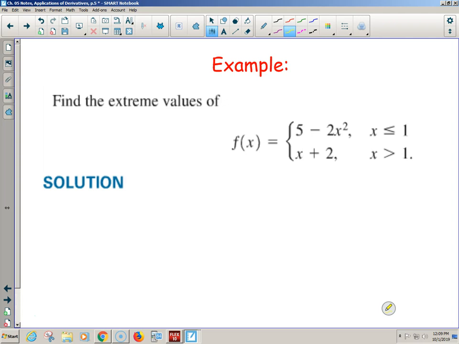Wait, hold on. I'm sorry. Okay, where are the endpoints? So crits are at zero. Negative 4x is the derivative, and 1 is the derivative. Okay, crit.